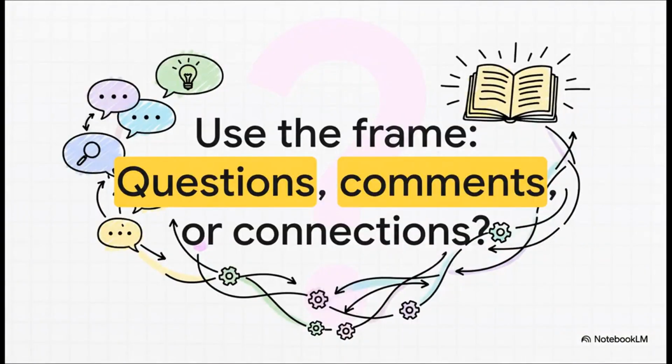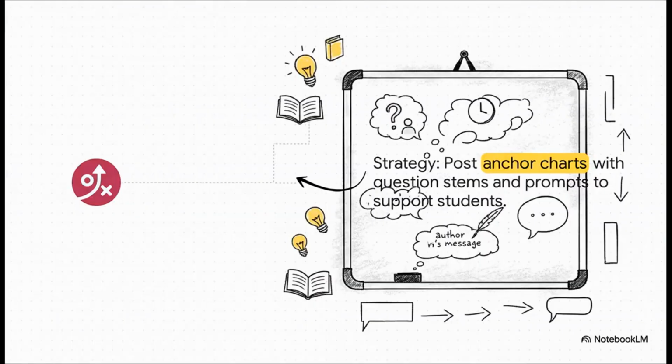Okay, this right here, this is my absolute favorite low-prep, high-impact tool. The simple frame, questions, comments, or connections, gives every single student an entry point into the conversation. It lowers that anxiety and provides just enough structure so that instead of silence, you get these rich, multi-layered discussions. It's awesome. And to take that support just a step further, make it visual. Anchor charts with question stems are basically cheat sheets for critical thinking. They give students the exact language they need to talk about characters or themes or the author's purpose, especially when they get a little stuck.